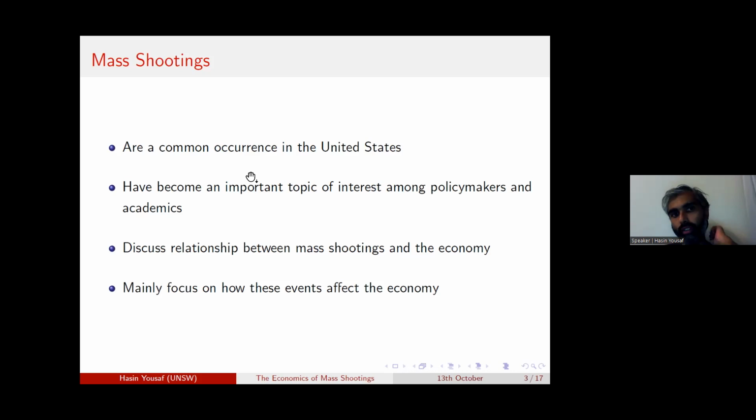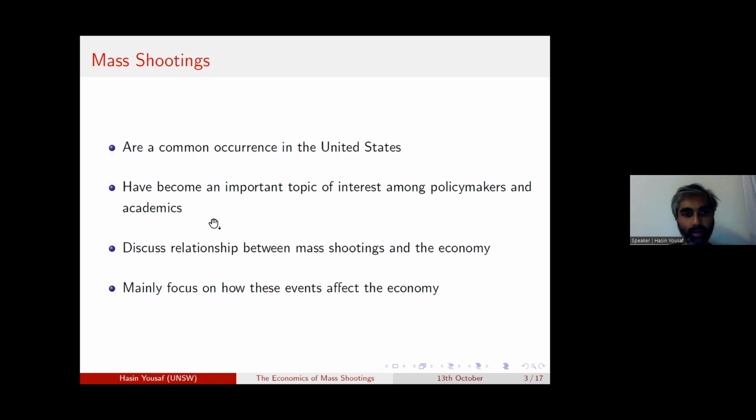Later on, I'll show you the data, but to get a sense of numbers, on average, even if you define mass shooting in the most conservative way, there are at least 20 mass shootings every year in the US. If you define it according to injuries in a more liberal way, then there are more than 100 every year. Now, because these are such common occurrences and could potentially have a huge impact on society, it has become an important topic of interest among policymakers and academics.